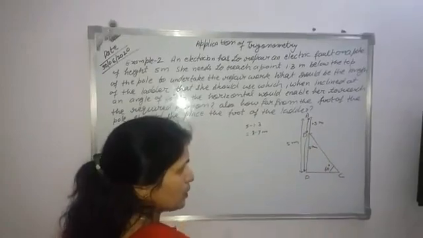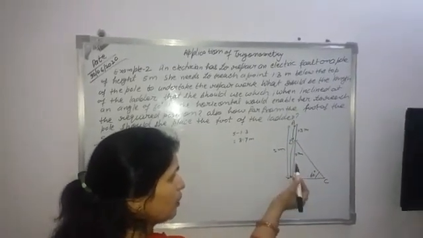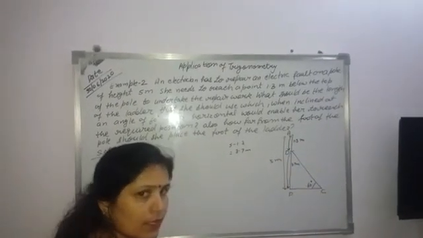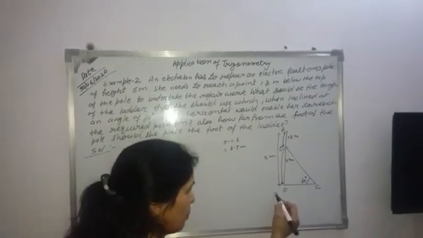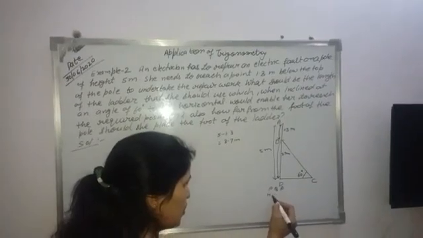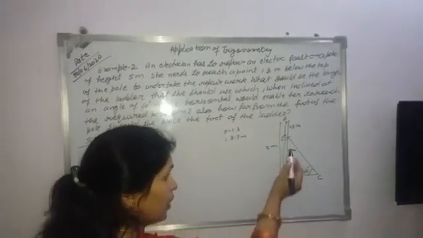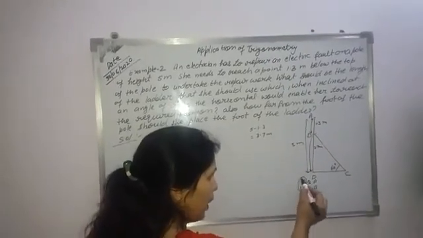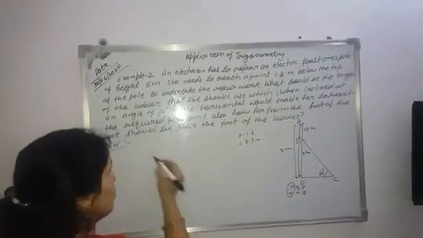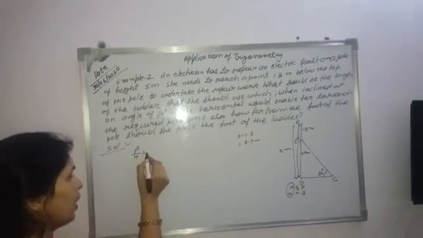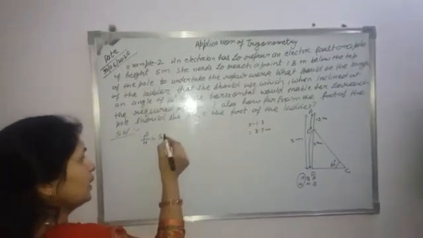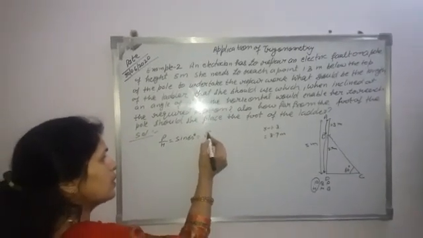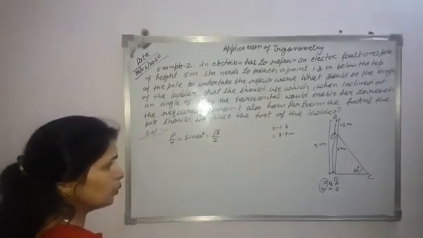Now perpendicular is given to us. Relation is between, if this is perpendicular, this is base, what is this? This will be hypotenuse. P, B, H. Here relation is between perpendicular and hypotenuse. Perpendicular and hypotenuse, so we will take this ratio. Perpendicular divided by hypotenuse is equal to sine angle, and angle is equal to 60 degree, and sine 60 is root 3 divided by 2.